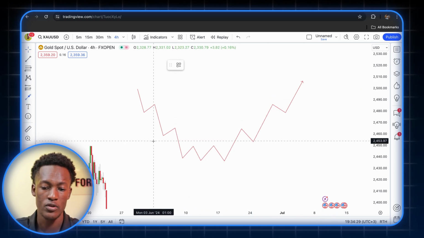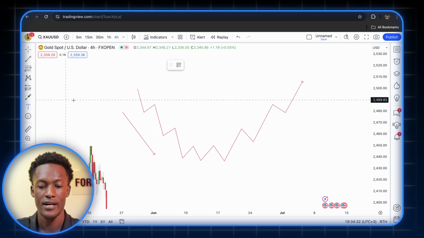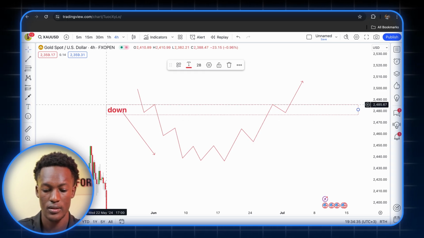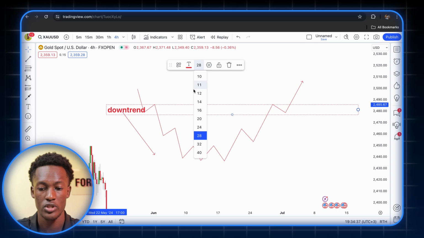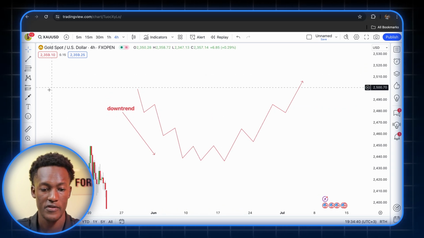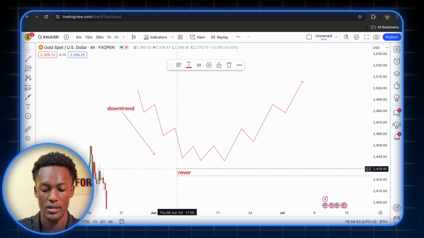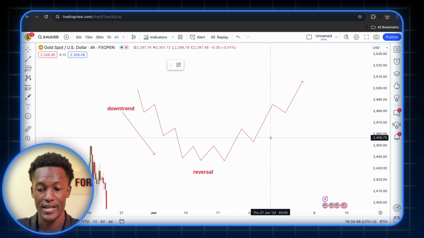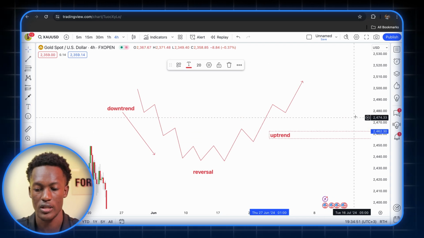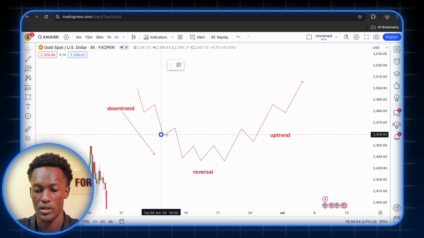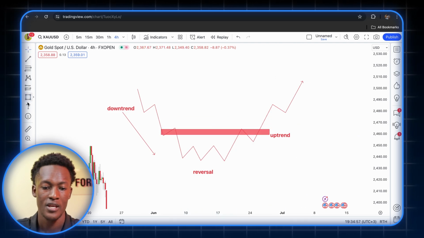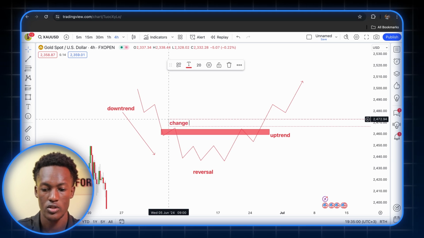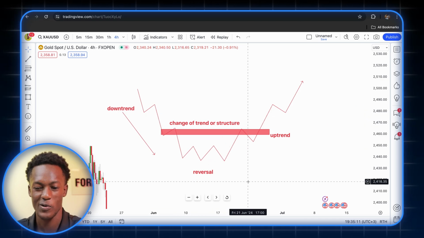So initially we had a downtrend, and we had a reversal happening right around here, and then we had a change of structure. Okay, so we had a change of structure now to an uptrend. So at this point we could draw a level right out here and we could just call this, say, change of trend or structure, whatever you would love to call it. So basically that's what we saw on gold. So you have a major takeaway already.